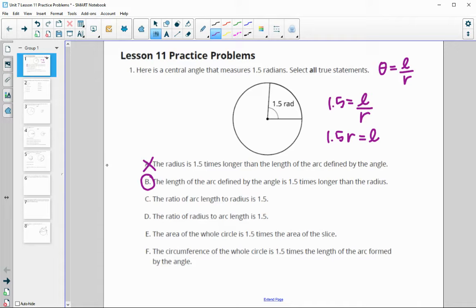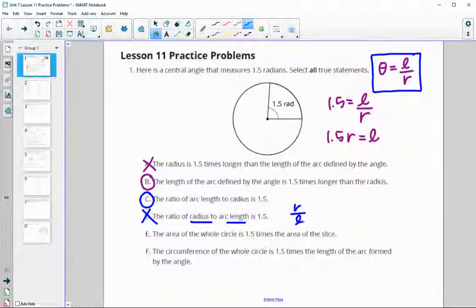Then C says the ratio of the arc length to the radius is 1.5. And that's true. That's the definition of a radian. So we've got arc length divided by radius equals 1.5 in this problem. So that's true. Then D would be false because that's going backwards, radius over arc length. It is not going to be radius divided by arc length. It is arc length divided by radius.